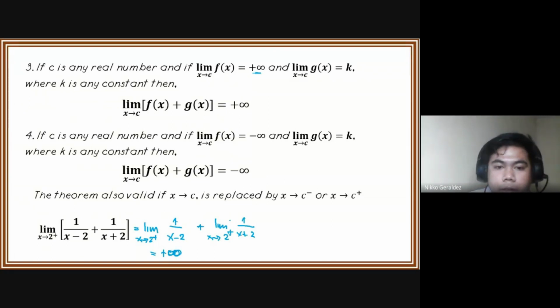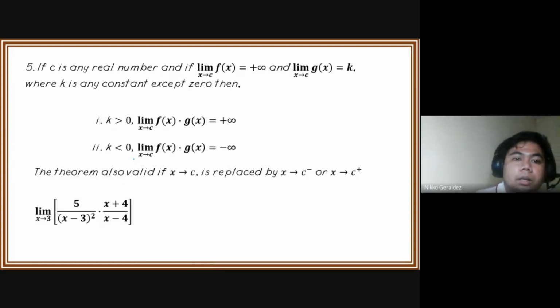Then, plus limit of 1 over x plus 2. So that is 1/4. No? So the answer is positive infinity plus 1/4. So number 3, positive infinity plus k. So that is positive infinity. No? So yun. Ganun lang yung 3 and 4.